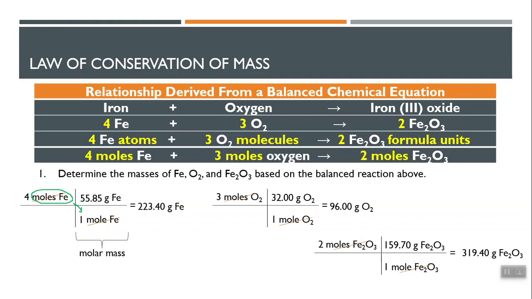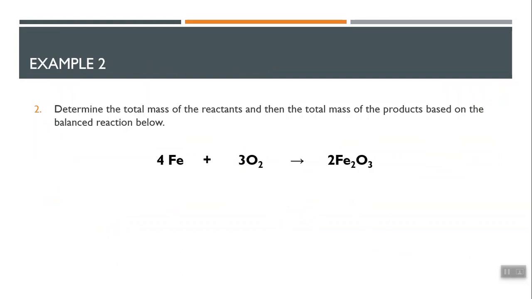All right, so the second part of this problem says determine the total mass of the reactants and then the total mass of the product based on the balanced reaction below. Well, we figured out all the masses, right? So for 4 moles of iron, we have a total of 223.40. 3 moles of oxygen is 96 grams.